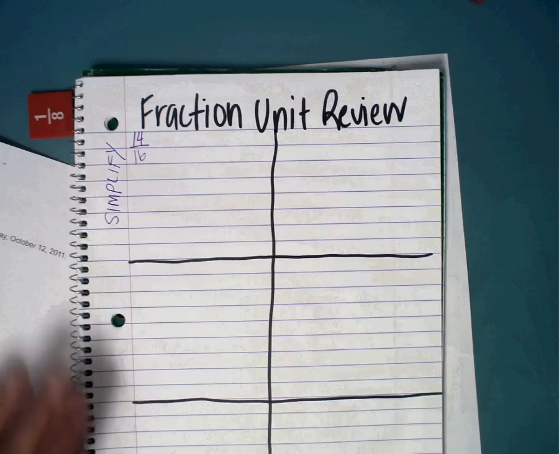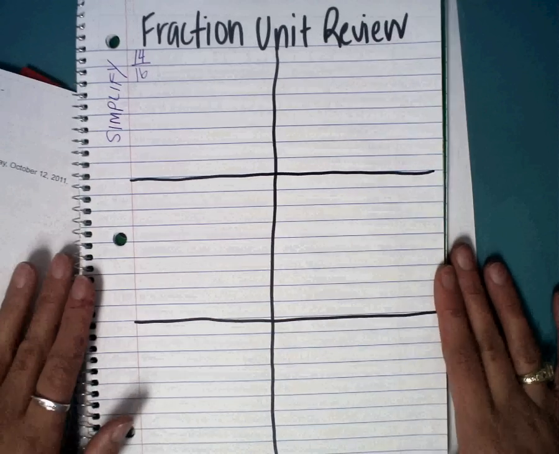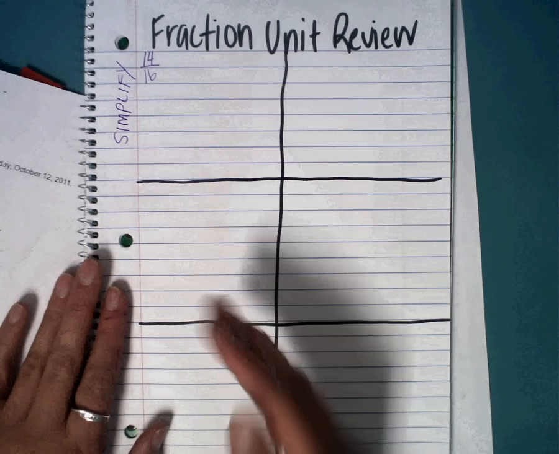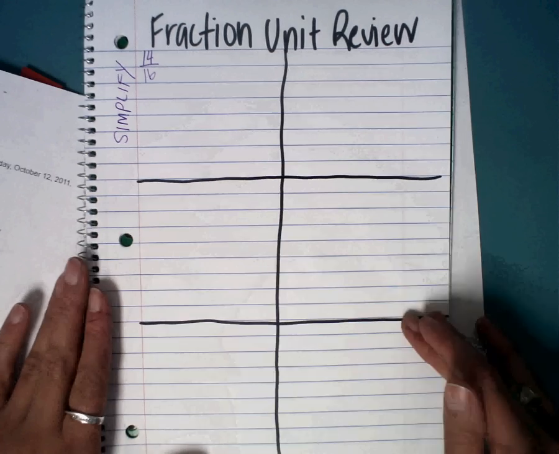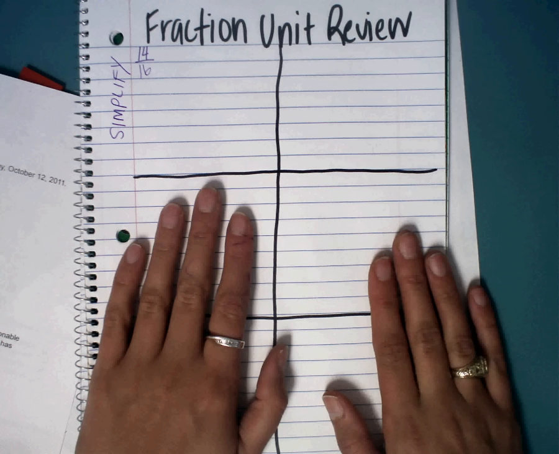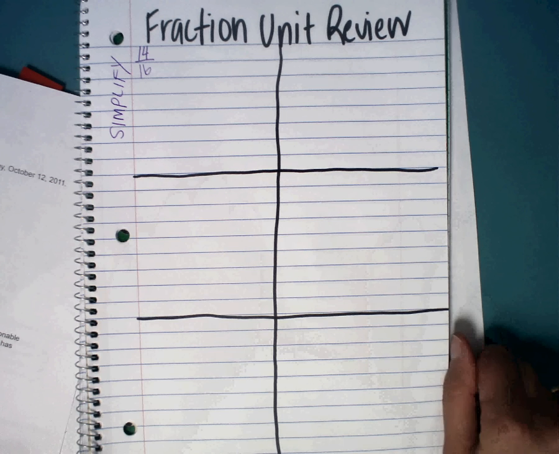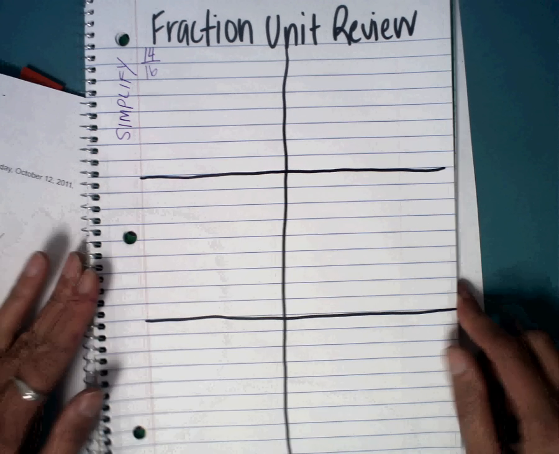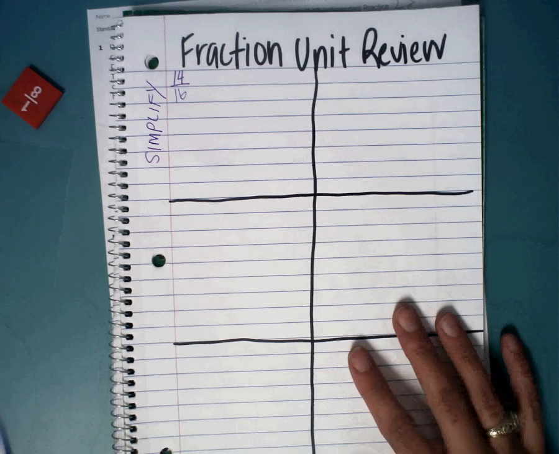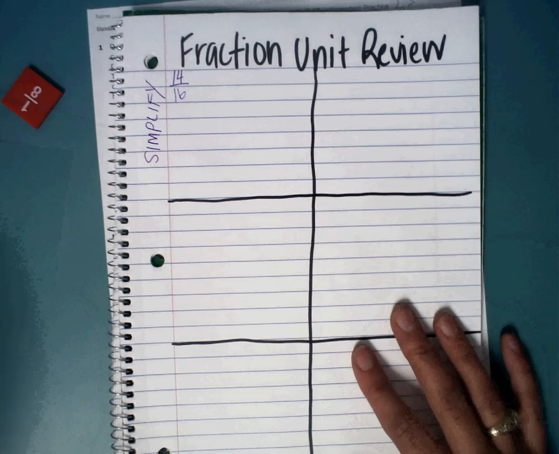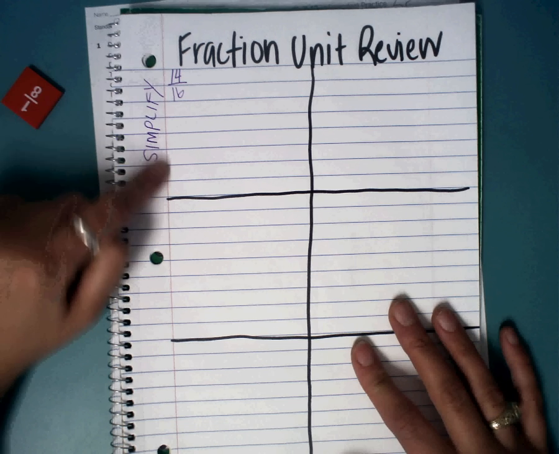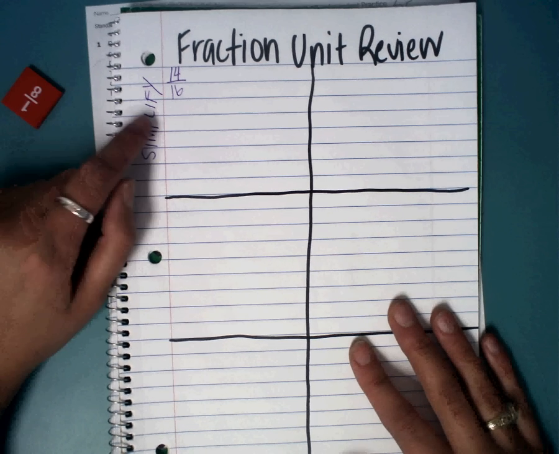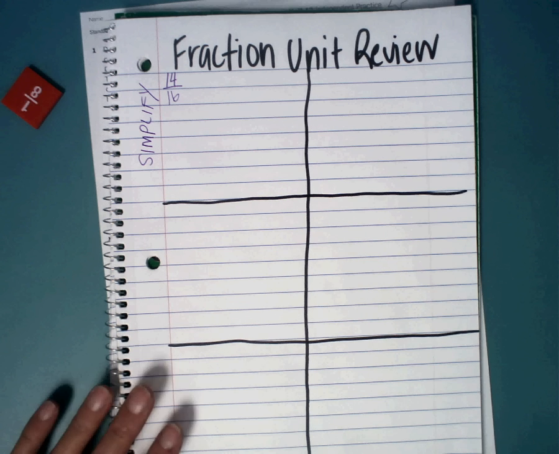So go ahead and start by dividing your paper into 6 sections just like we did before. You're going to go straight down the middle, and then divide in that way and divide in that way, so you have 6 equal boxes. Give you a second to do that. After you've divided them into your boxes, you can go ahead and write the title. We're going to practice simplifying, so that's why I wrote simplify right there. So we've got 14/16, correct?